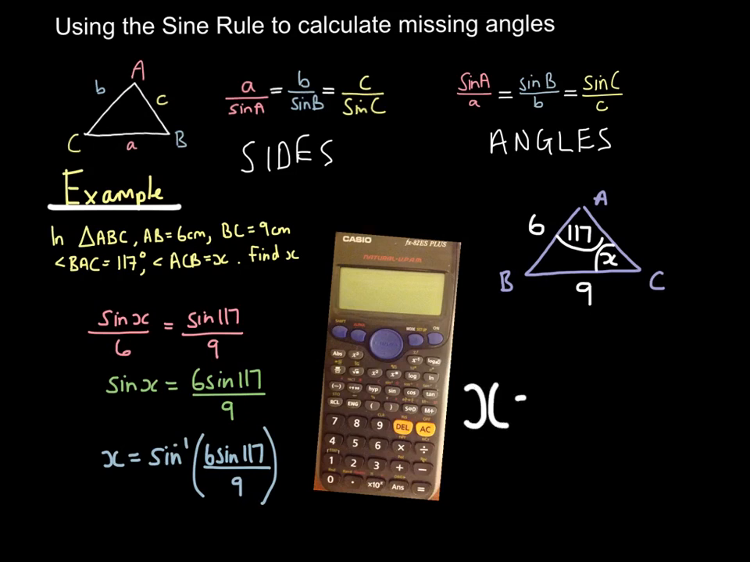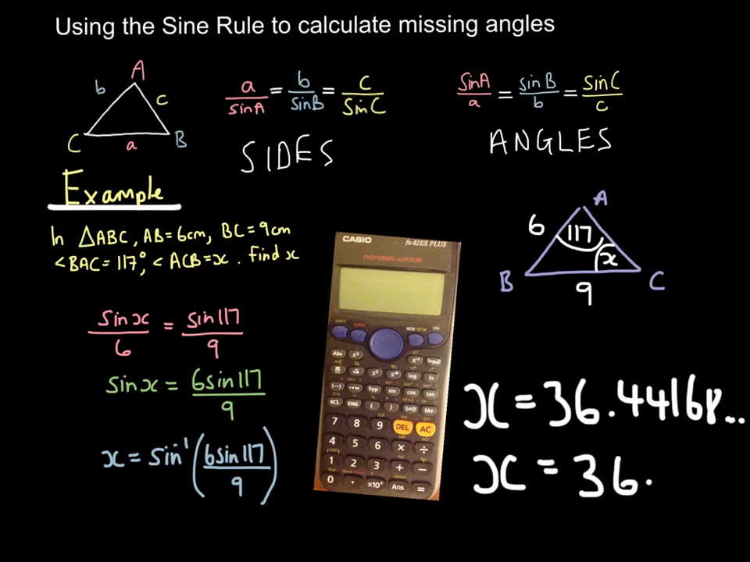There we go. So if you do that, you should get x is equal to 36.44168. A few dots there, because I ran out of room. But we just want to make sure that it rounds to the answer to 3 significant figures. So 36.4 degrees. And there you go, that's it.